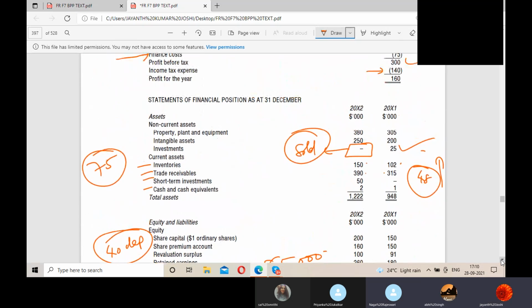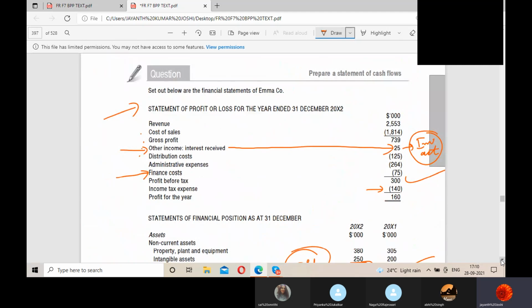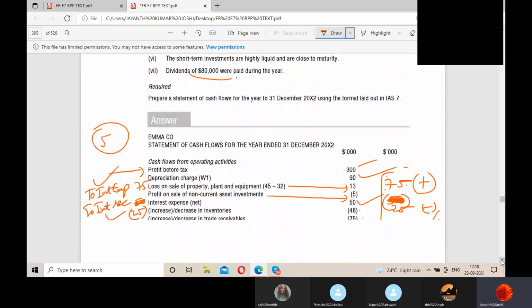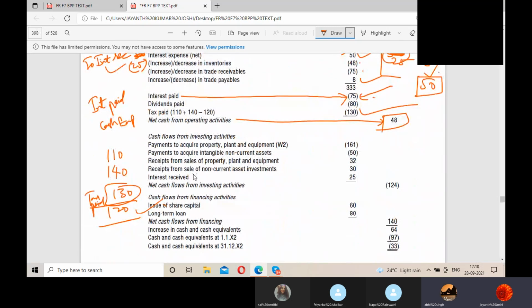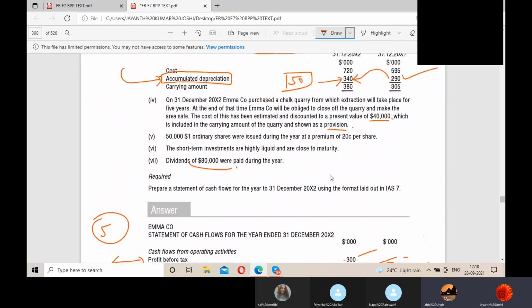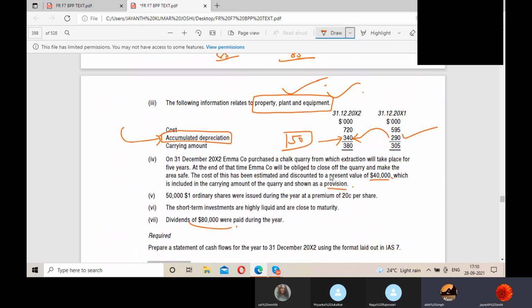So already we know that we received interest. Okay, other income, so that we will add, because it's like investment income. It comes in this. And you sold the property for 32. That also is a cash inflow you got. That also we recorded. And investments. You sold non-current asset investments also. So that also we recorded. Yes, sir, 25 shown 30. Correct, sir. Three things we have adjusted.